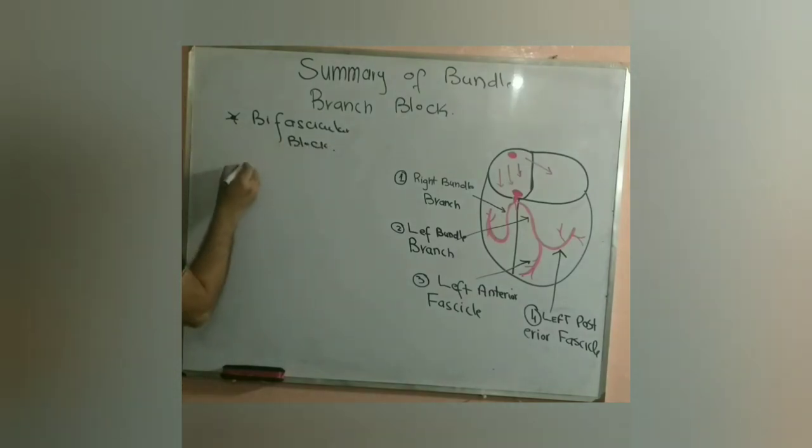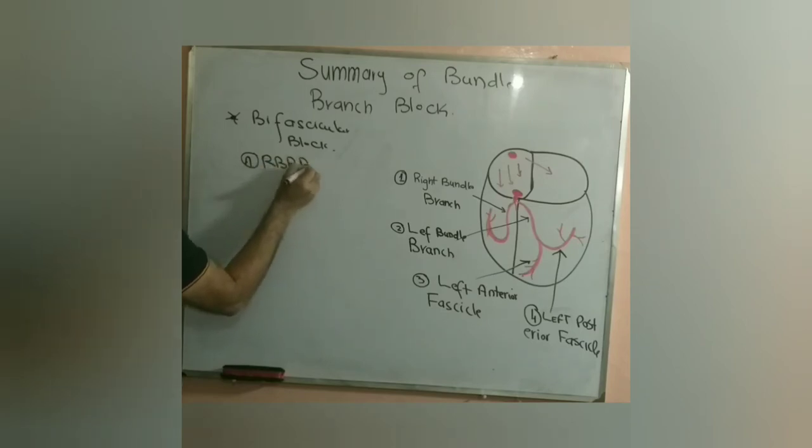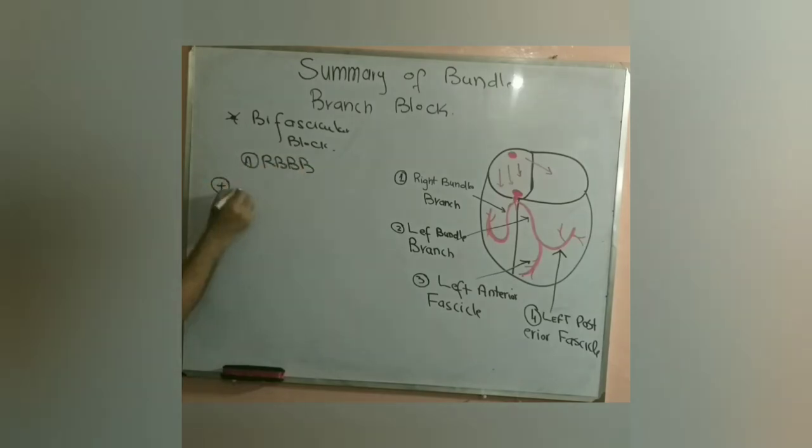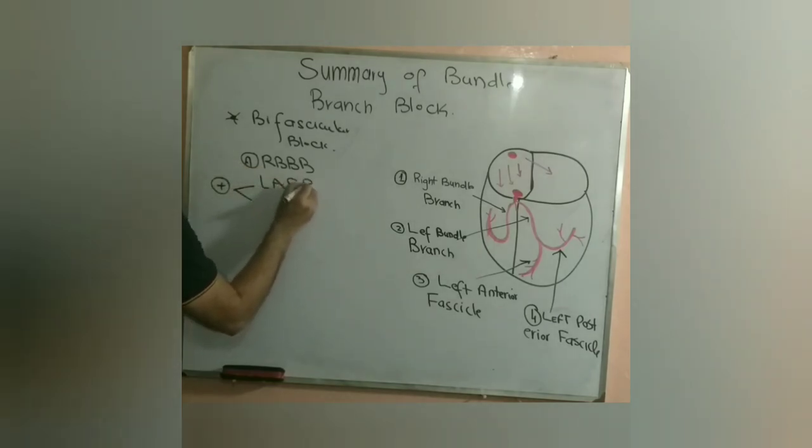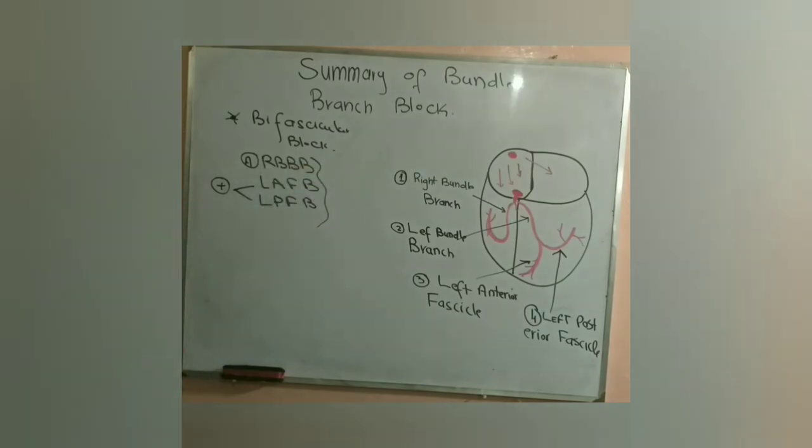Bifascicular block is when there is a right bundle branch block plus either left anterior fascicular block or left posterior fascicular block. This is what we call bifascicular block. So what is the definition of the bifascicular block? Bifascicular block is when you have a right bundle branch block plus either left anterior fascicular block or left posterior fascicular block. And what is trifascicular block?